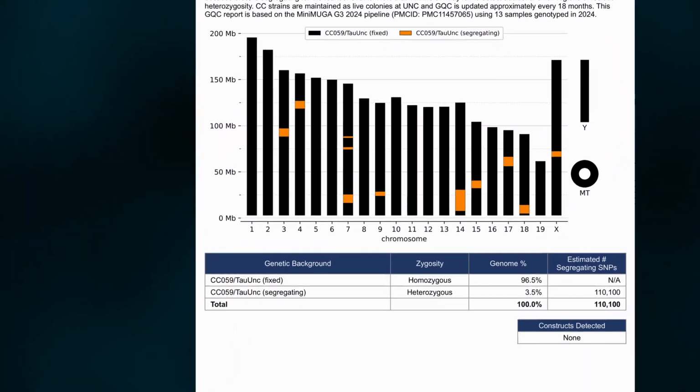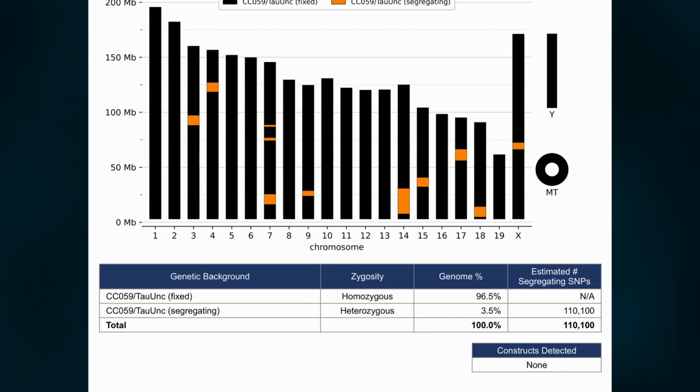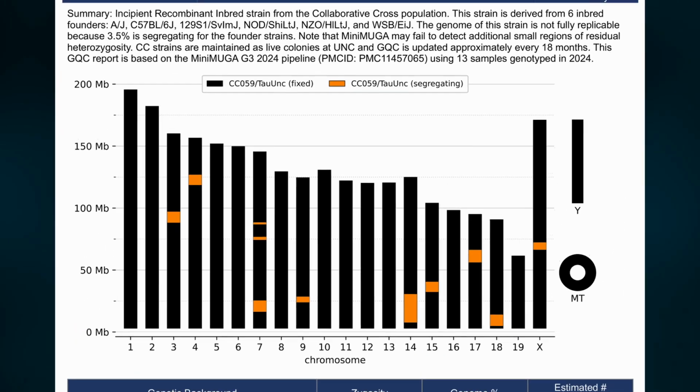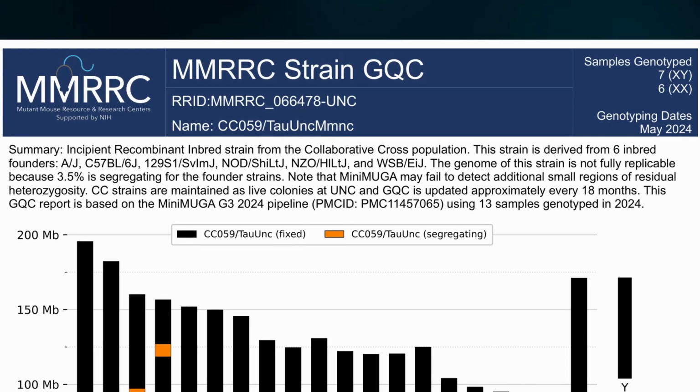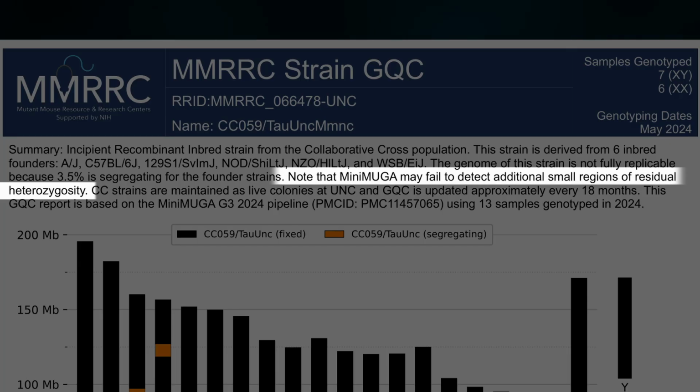MMRRC customers benefit directly from up-to-date and accurate reporting of the levels of residual heterozygosity present in strains that they plan to use. It is important to note that small regions of residual heterozygosity may not be detectable by mini-muga, and thus are missed in this analysis. The report summary notes this point.